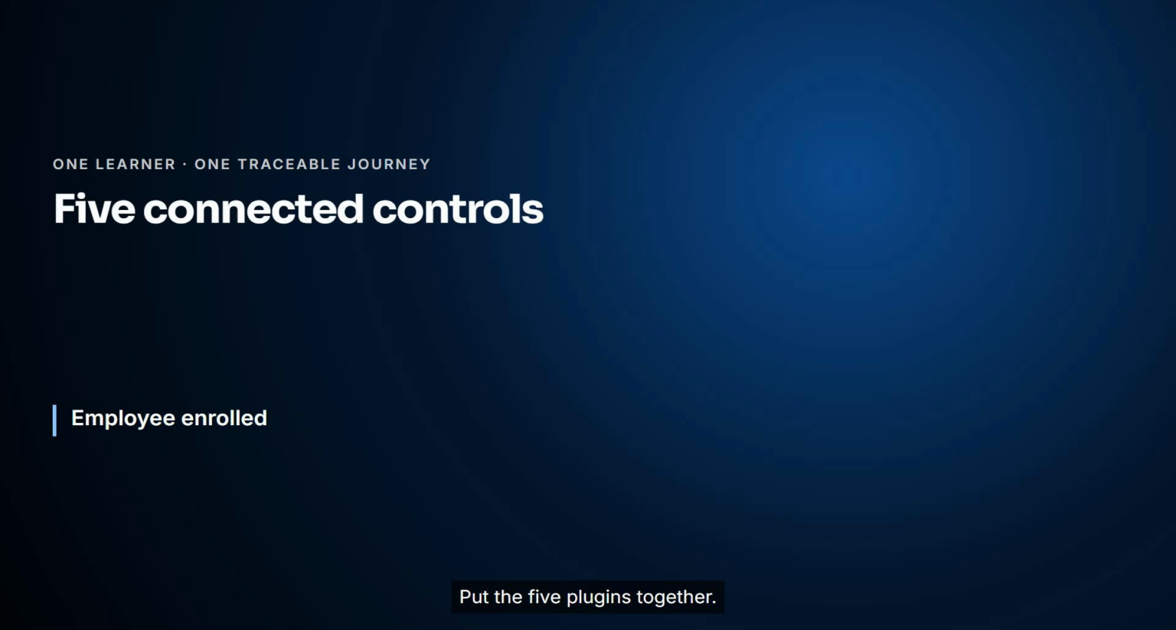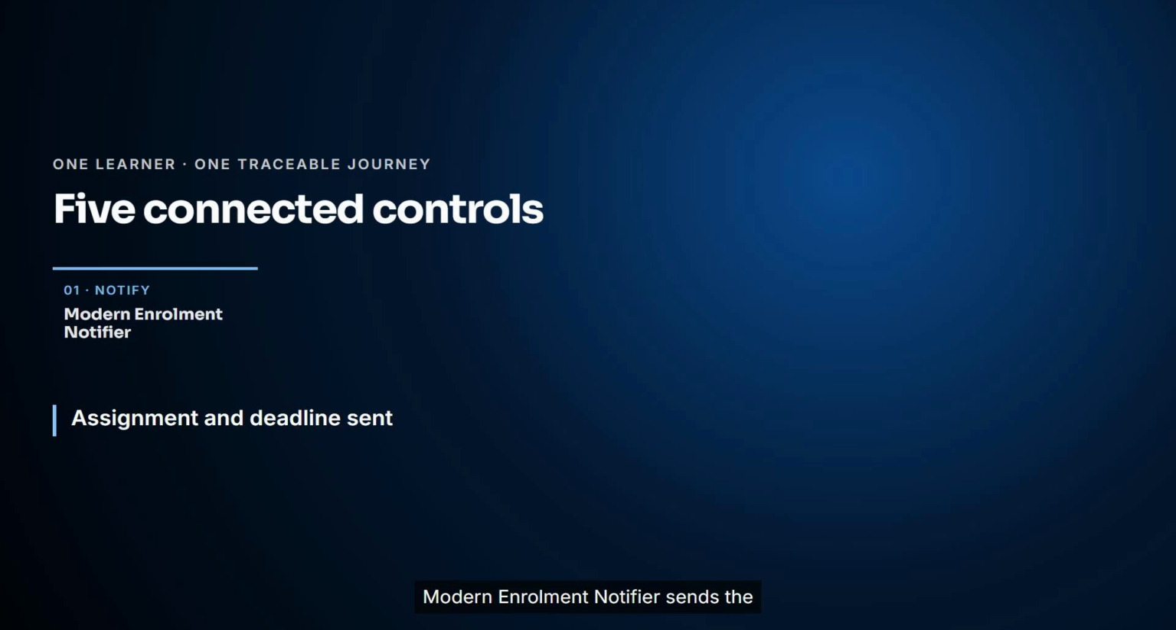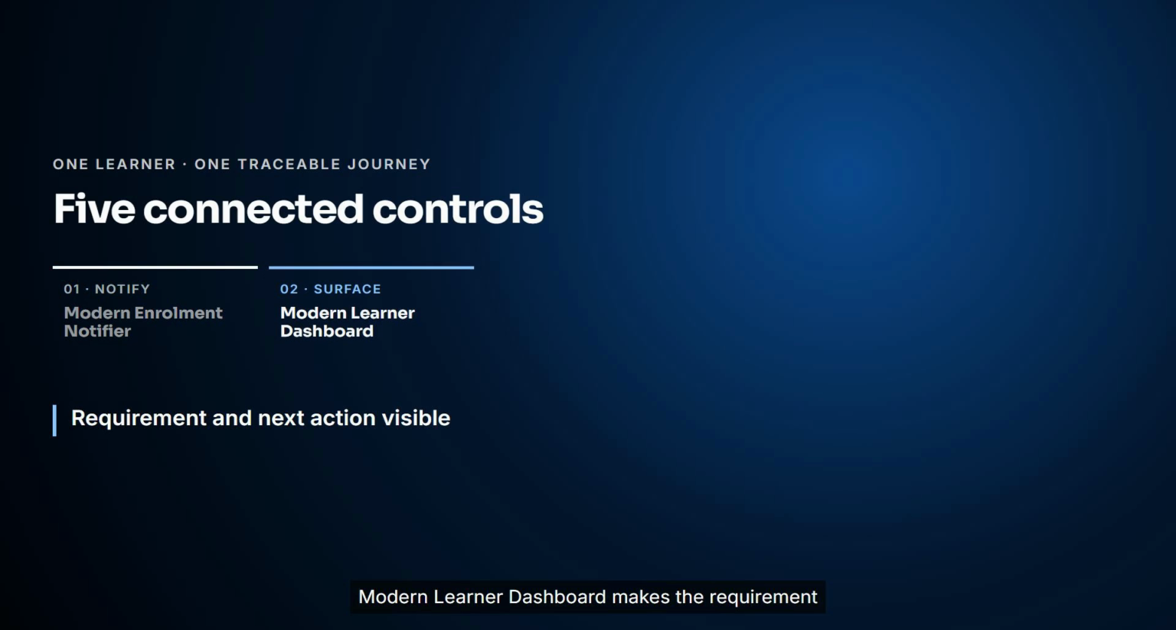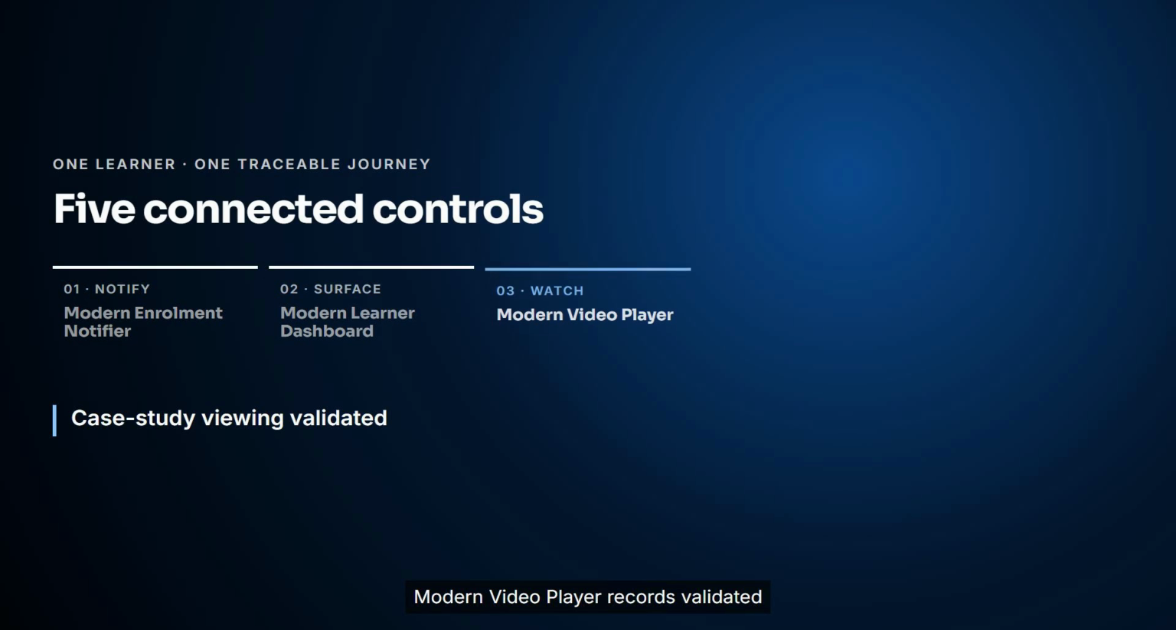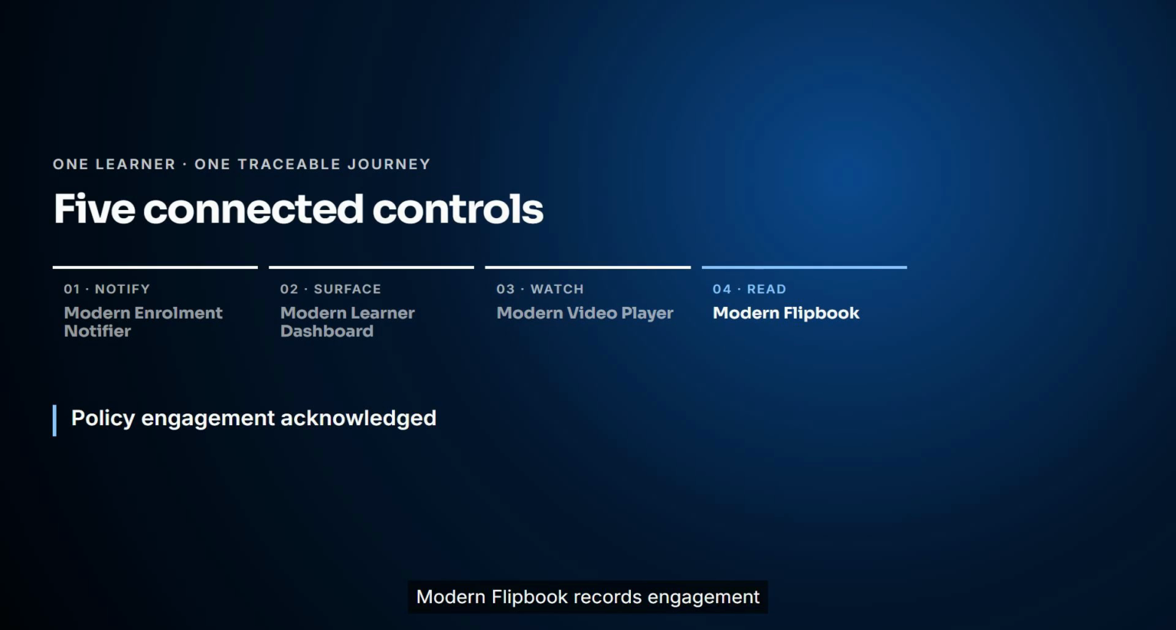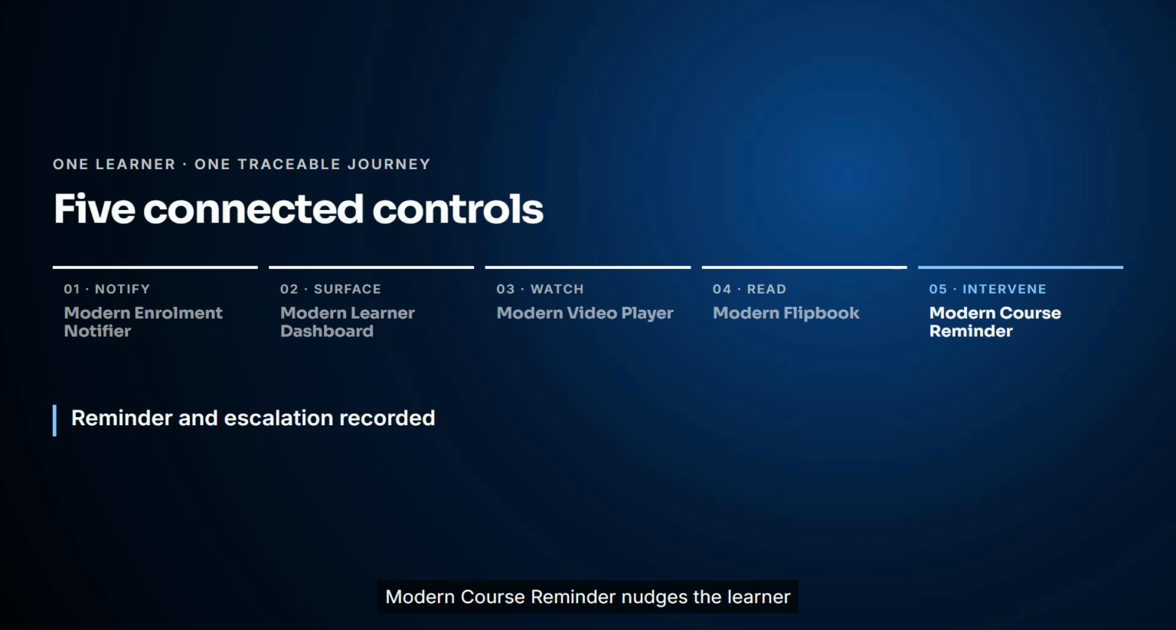Put the 5 plugins together. A new employee is enrolled in annual conduct training. Modern Enrollment Notifier sends the assignment and deadline. Modern Learner Dashboard makes the requirement and next action visible. Modern Video Player records validated engagement with the required case study video. Modern Flipbook records engagement with the updated policy and captures acknowledgement. If the deadline approaches without completion, Modern Course Reminder nudges the learner and escalates when necessary.